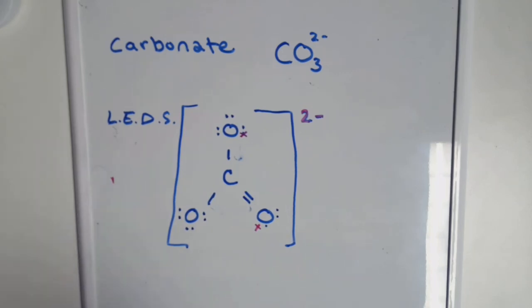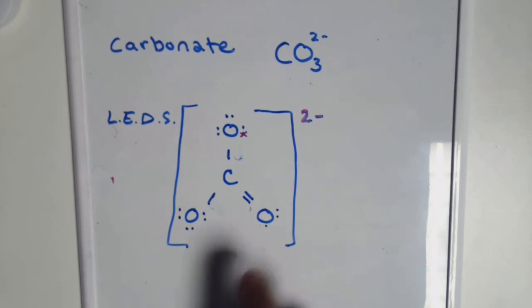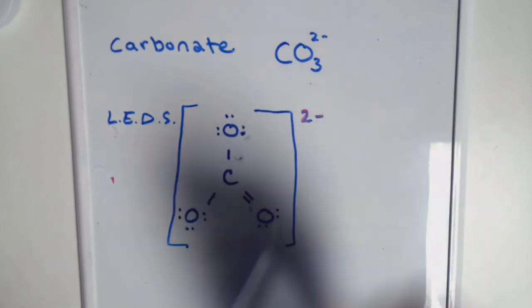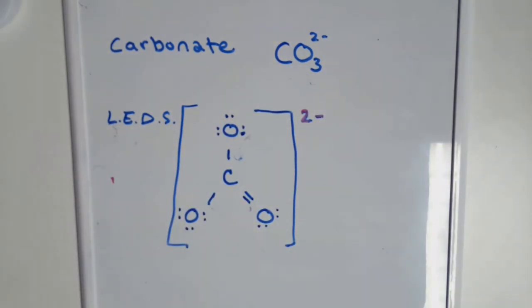So just a little more of an information piece there for you on this lesson. But what you need to memorize is carbonate, CO3 2 negative, and its Lewis electron dot structure. And again, you don't have to have the X's here. I'm just trying to show you that 2 of the electrons, any ones, come from the outside.